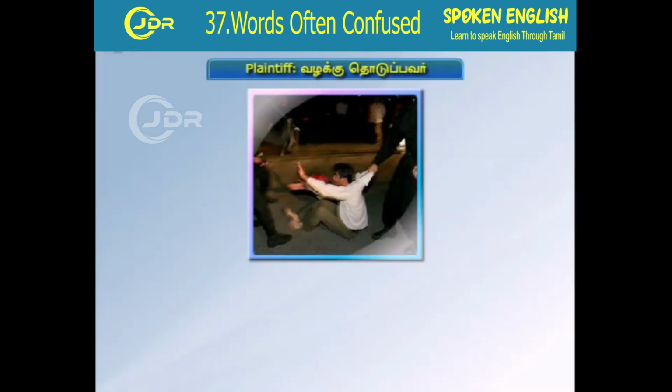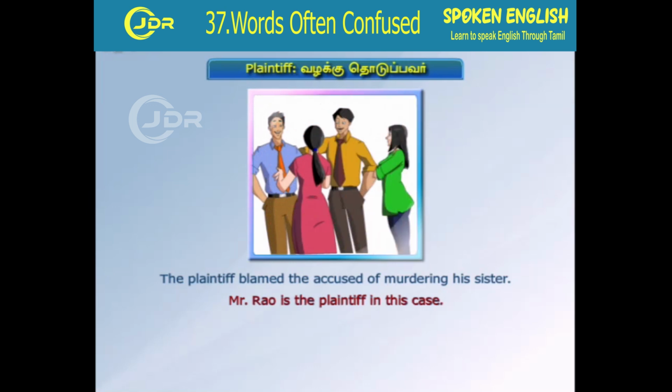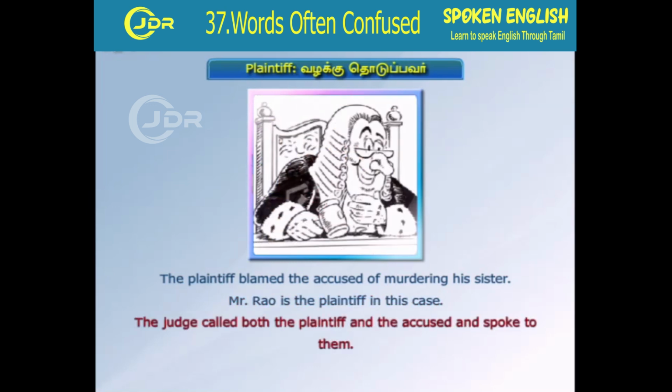Plaintiff, வழக்கு தொடுப்பவர். The plaintiff blamed the accused of murdering his sister. Mr. Rao is the plaintiff in this case. The judge called both the plaintiff and the accused and spoke to them.